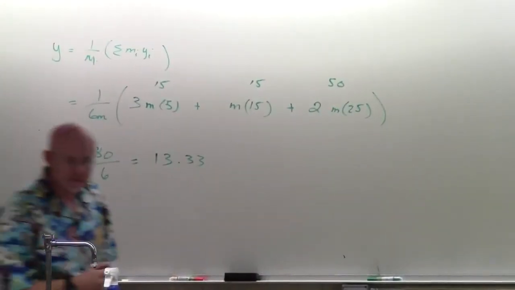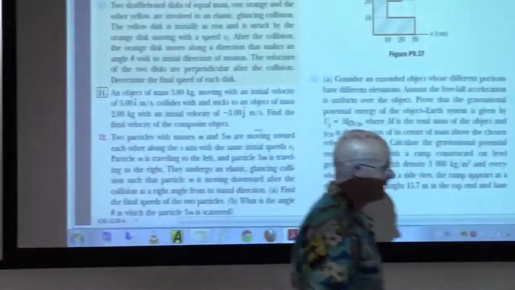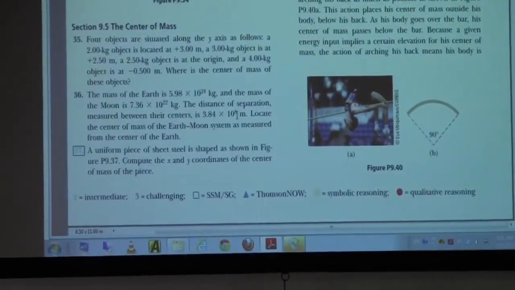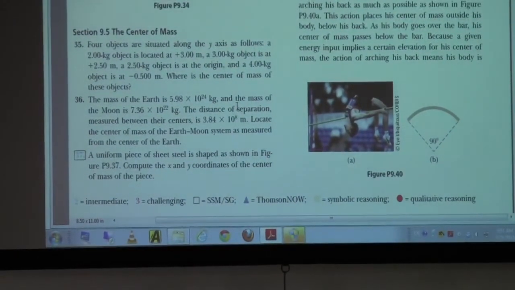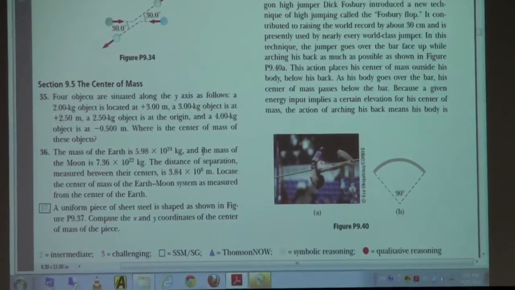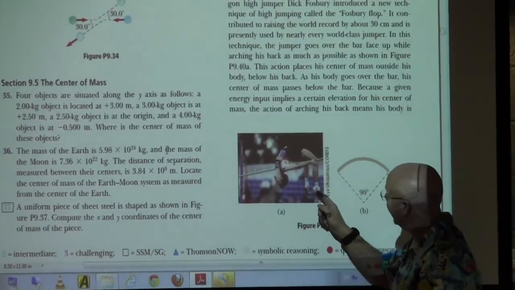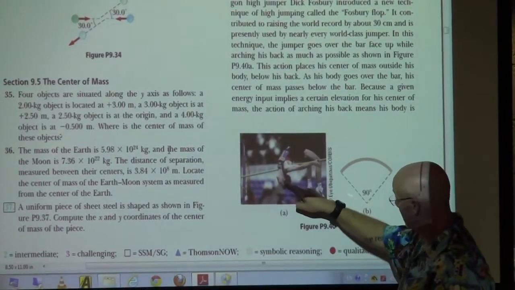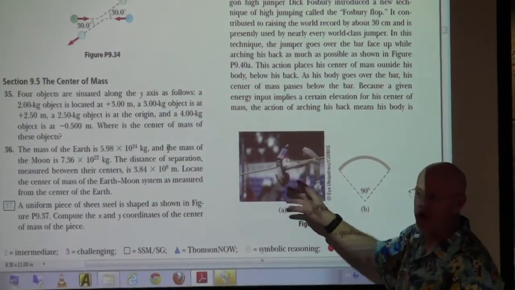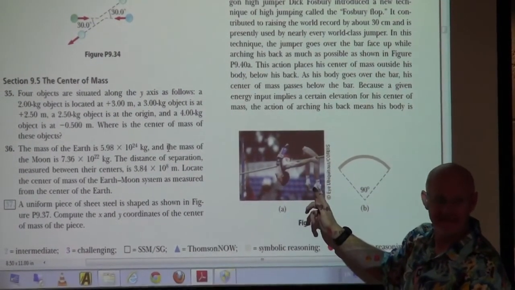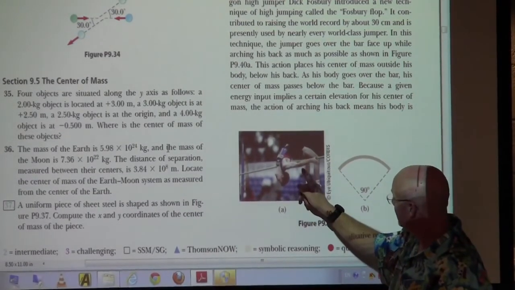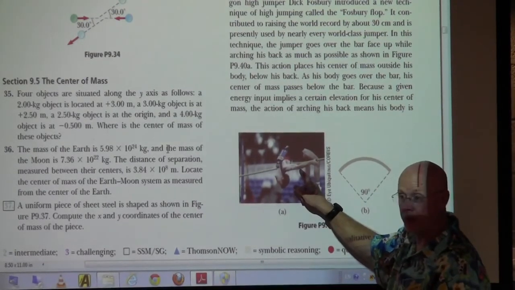Let's try another one. A little more complicated. And then another one if we get time after that, but unfortunately probably not. Oh, here's a great one. Doesn't surprise me, it's magenta. It's your homework problem. But if your body is in the shape like that, besides being injured, where's the center of mass of that? It's probably, what, maybe here below the bar itself?